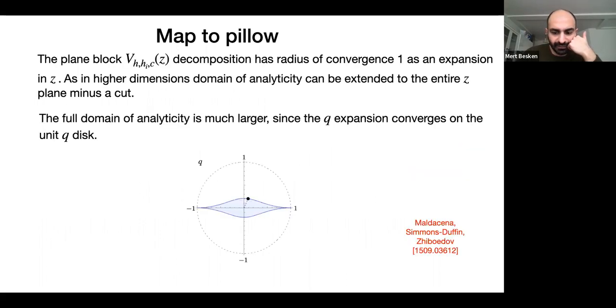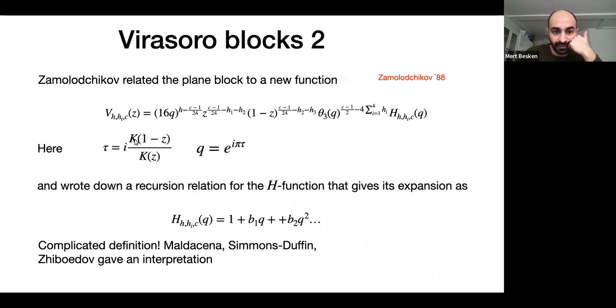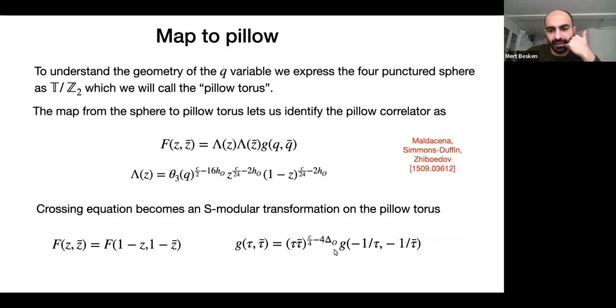And if you look at the definition here, K is the elliptic K function, with 1 minus z on top and z at the bottom. If you map z to 1 minus z, you basically take tau to minus 1 over tau, and tau bar to minus 1 over tau bar. So we have rephrased our crossing equation for the 4-point correlator, the plane correlator F, to an equation for the pillow correlator in terms of q like this. So these are identical now.